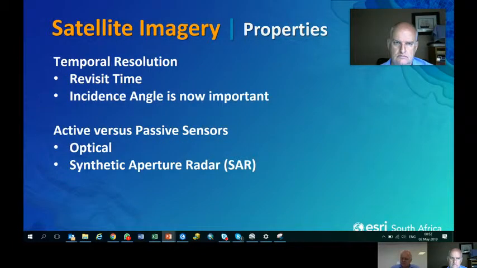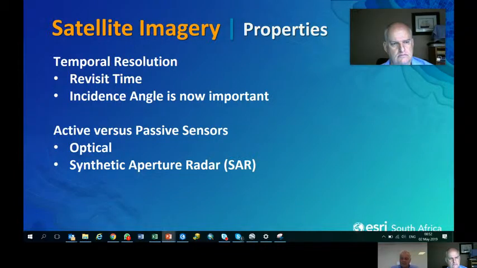The next thing is temporal resolution. This is typically our revisit time. How often are we able to get access to a satellite image? We are at a point in time now that you can get a satellite image over most areas in the world every day. Now, yes, there's cost implications of that, but in the case of disaster, you need to know exactly what's going on very quickly.